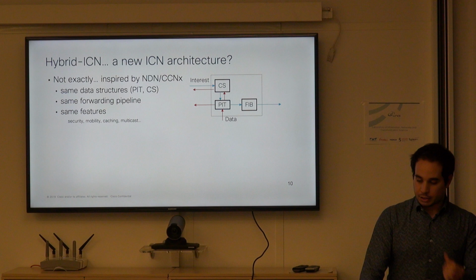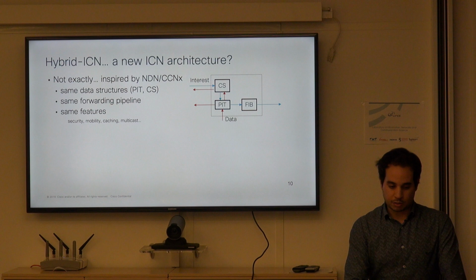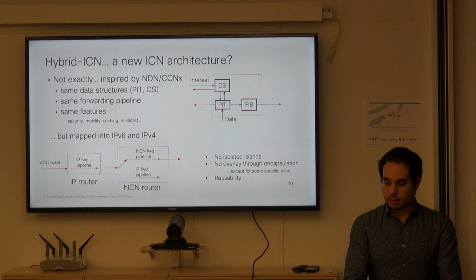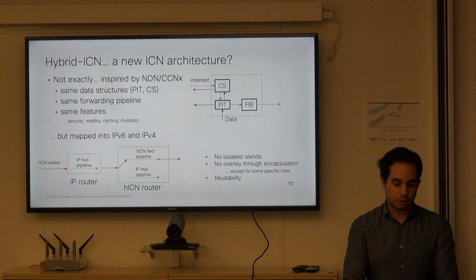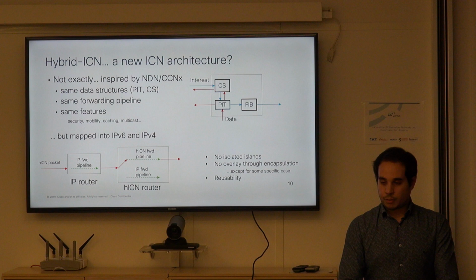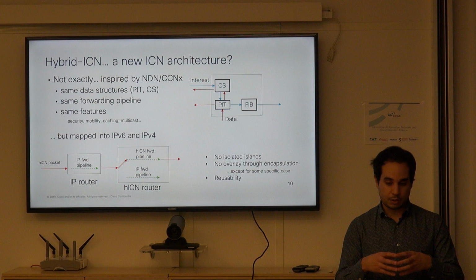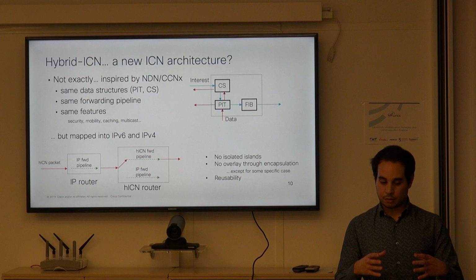In this new architecture, it's not exactly an architecture because it's still based on NDN and CCNx, which are some of the best-known implementations of ICN. So the infrastructures are the same, the forwarding pipeline is the same, the features are going to be the same. But we are going to integrate hybrid ICN into the IP protocol, in particular into IPv6, but also into IPv4. So instead of having isolated islands, where the ICN technology is implemented as an overlay, we're going to have ICN deployed with IP in the same infrastructure. And only a few routers will be able to understand the ICN technology. I will explain better in the next slides.